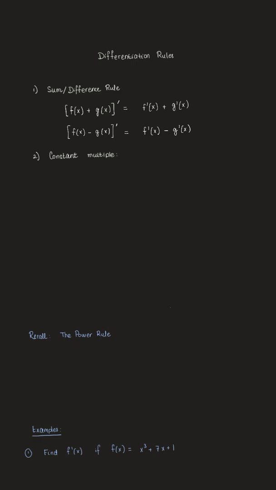So it's very straightforward. This can be proved going back to the definition. I'm not going to prove the sum and difference rule, but to give you the flavor of one of the proofs, I will prove the constant multiple rule. And then we'll apply them.